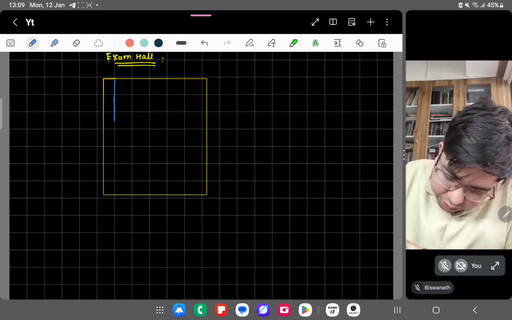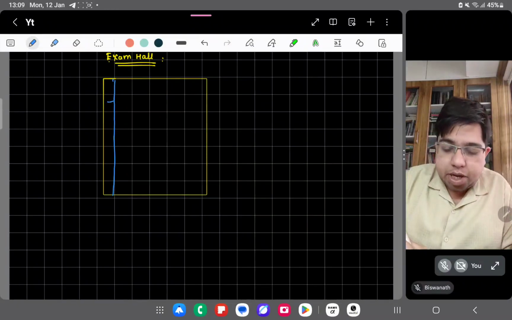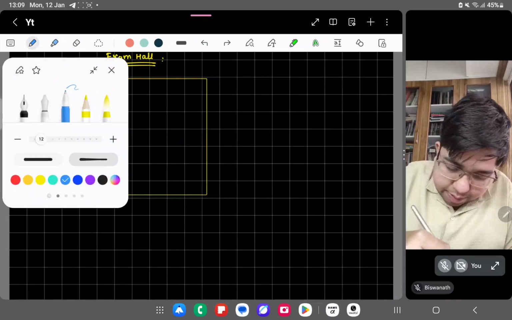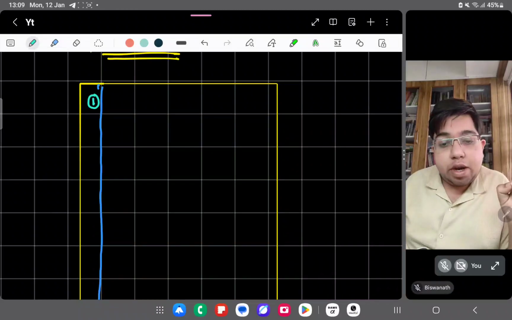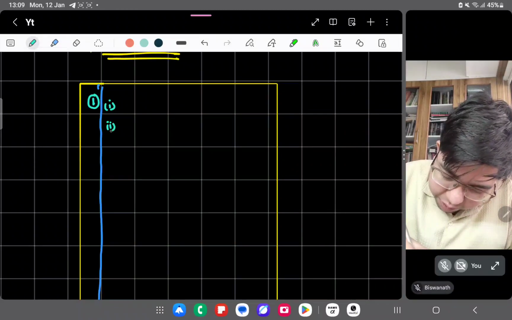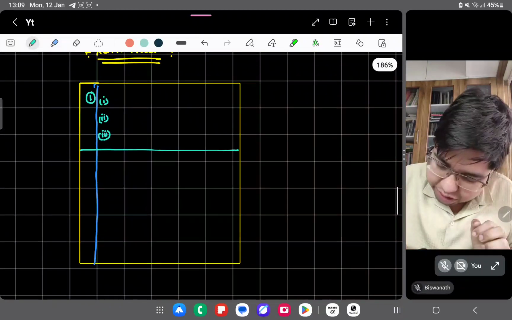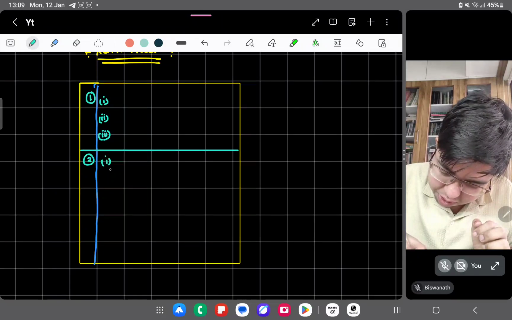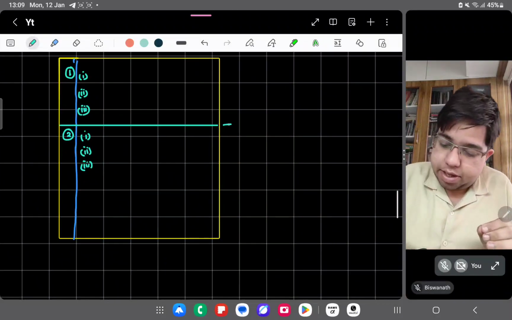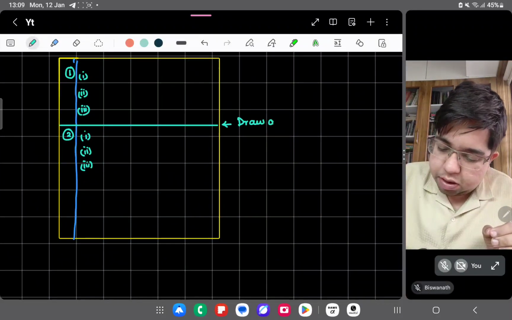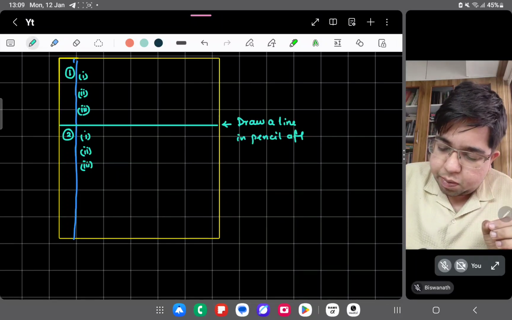First of all, draw the margins, not a very thick margin, not a very thin margin. In the margins, you write the question numbers like this: question number one, and the parts one, two, three. This makes your presentation good. Then two, one, two, three, like this. After each question, draw a line in pencil.